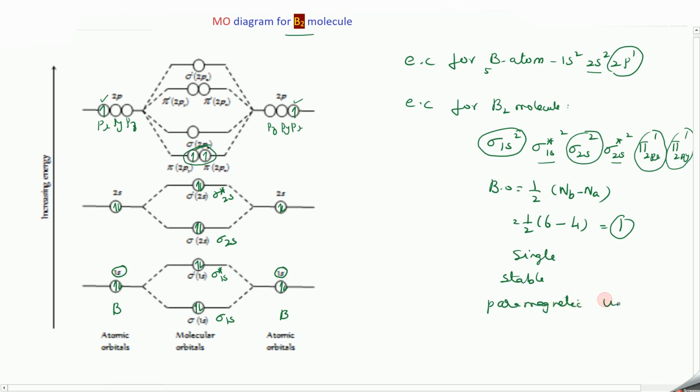So since we have unpaired electrons, this molecule is paramagnetic. So these are the informations we are getting: the bond order is 1, and it has a single covalent bond between the boron atoms. The molecule is stable because the bond order is greater than 0, and it is paramagnetic because the electrons in pi 2px and pi 2py are unpaired. So it is paramagnetic.